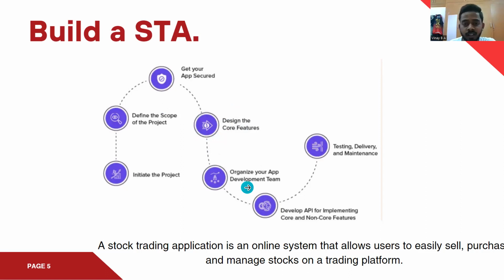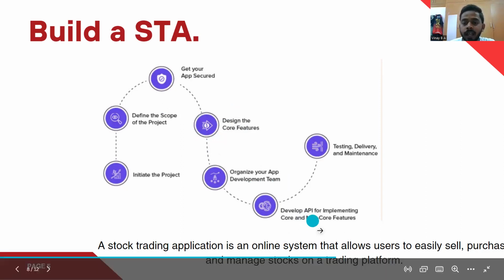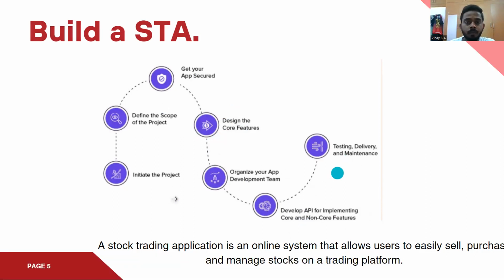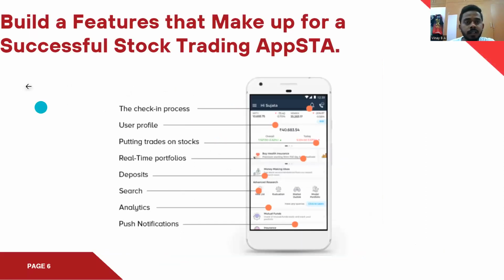The third one is organize your app development team. The fourth one is develop the API and implement the core and non-core features. The last one is testing and delivery maintenance. So these are the steps to successfully build the trading application.